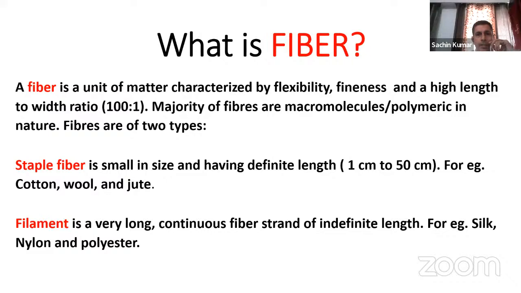So fibers are basically classified into two types depending upon their lengths. One is called staple fiber. Staple fiber is of small size, having a definite length. It could be from 1 centimeter to 50 centimeters. Examples are natural fibers like cotton, wool, jute. These all are staple fibers.